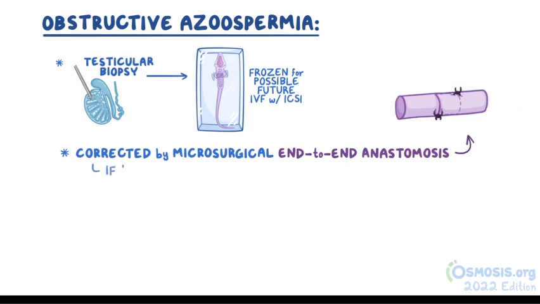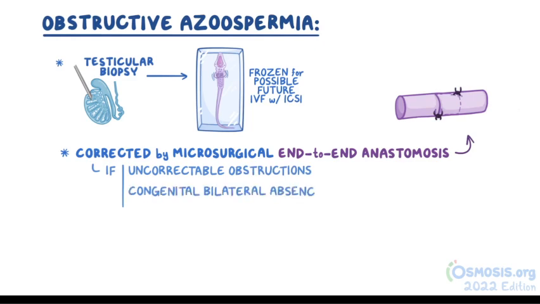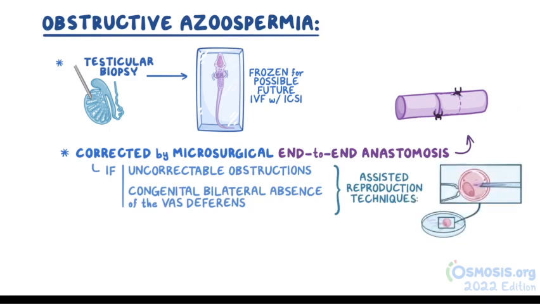However, for individuals with uncorrectable obstructions, or for those with congenital bilateral absence of the vas deferens, assisted reproduction techniques like IVF with ICSI are the only option. Bear in mind, however, that in those carrying mutations in the CFTR gene, there is a chance they'll pass down the mutation to their offspring, so these individuals should first receive genetic counseling.